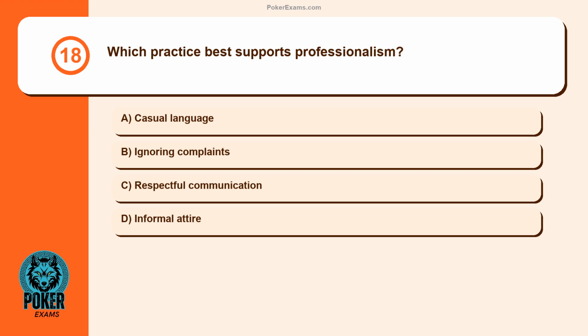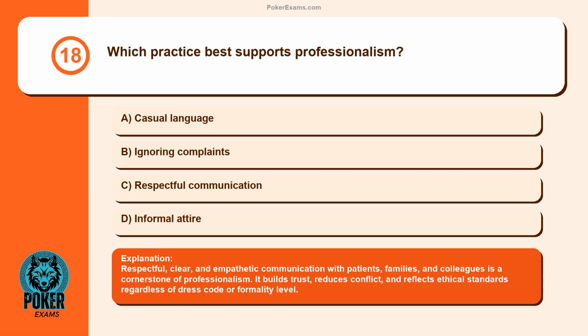Question 18. Which practice best supports professionalism? Casual language, ignoring complaints, respectful communication, informal attire. Respectful, clear, and empathetic communication with patients, families, and colleagues is a cornerstone of professionalism. It builds trust, reduces conflict, and reflects ethical standards regardless of dress code or formality level.